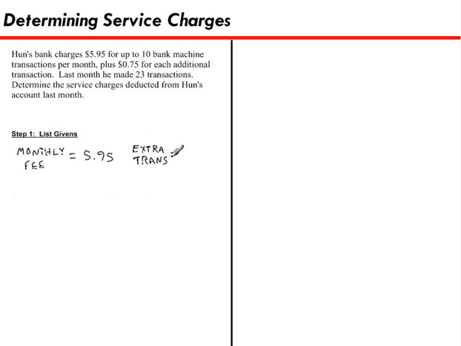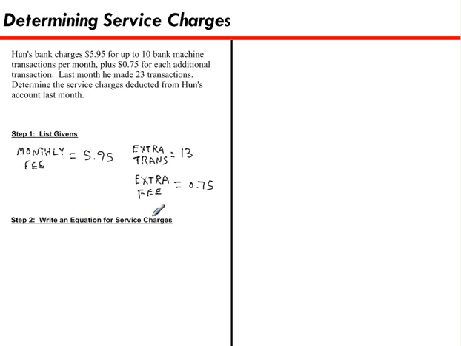So how many extra transactions did Hun make last month? Well, he's given 10, but he made 23. So 23 minus 10, that's 13. I think I'll also make a variable called extra fee. And this is how much he's charged for every one of these extra transactions. And it's given right here as 75 cents. And I think those are all the givens I'm going to need. So I'm going to move on to step 2.